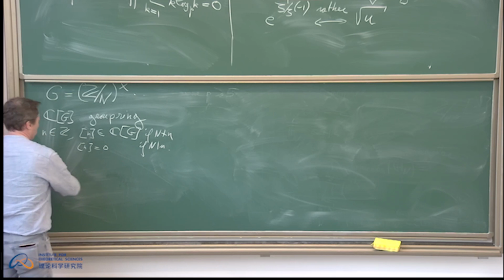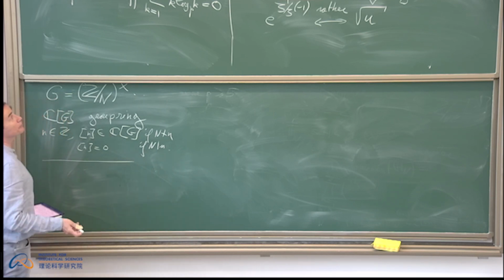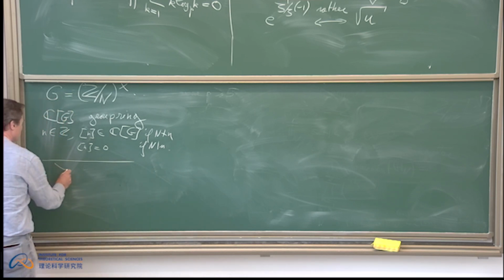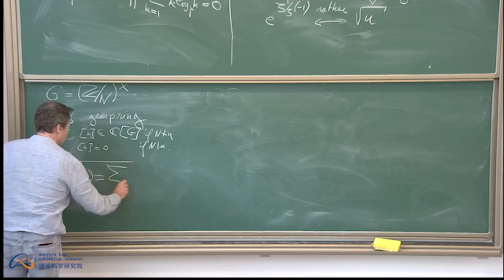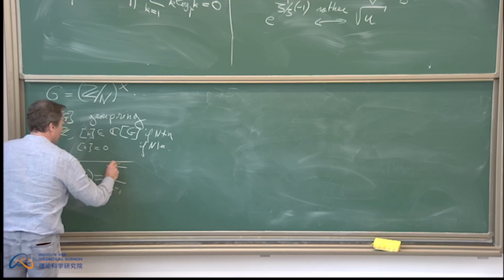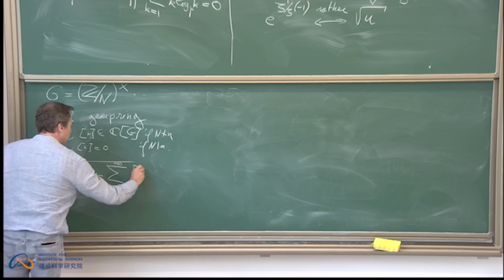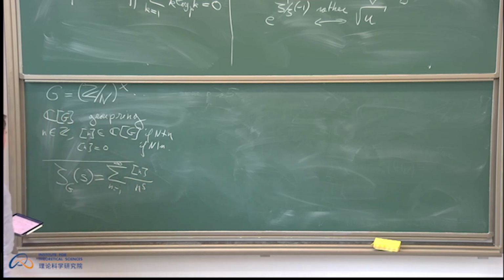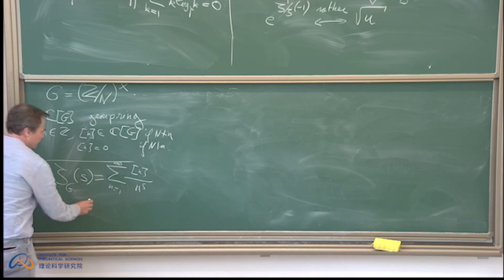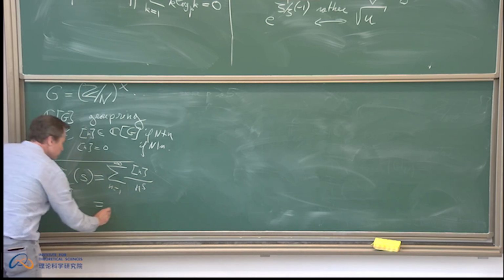And now here is an analog of the zeta function. Let's sum from n equal 1 to infinity of bracket n divided by n to the s. You can factorize this. This has an Euler product.